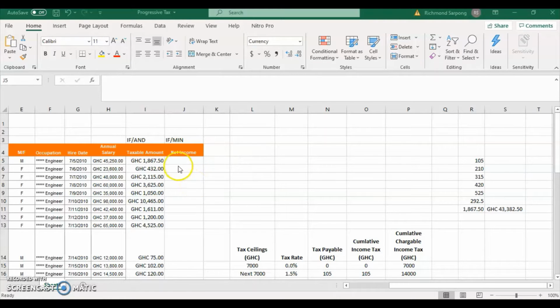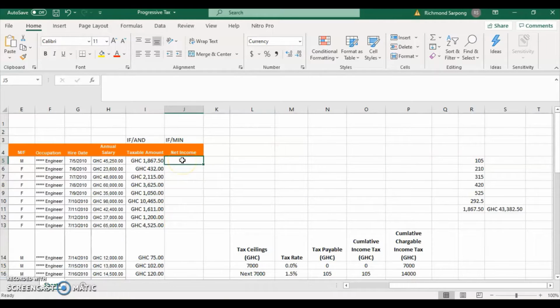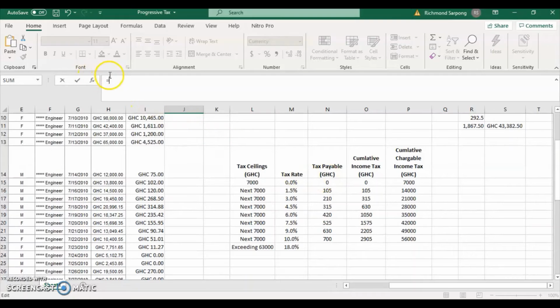This is a continuation of the other option, to test for the IF MIN calculations for the progressive tax, to know whether we are on the right side, as well as to choose the options that you think would help you. So I'll bring the equal sign. I'll use this AND to do so.